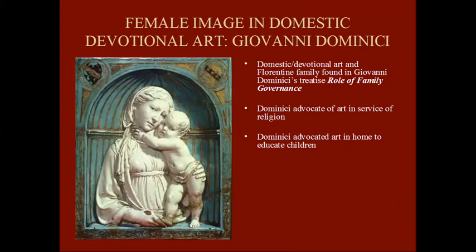And we have this image of the Madonna. Let's get into some of the sacred. We have to go to this one individual named Giovanni Dominici. And he writes this treatise on the role of the family governance. And he's advocating art in service of religion, but also art in the home to educate children, but also to reassure the women. And we have at left these wonderful images of Luca della Robbia, this little Madonna with this child. And what we're seeing is this young girl with this child, and these were to be used in the home.